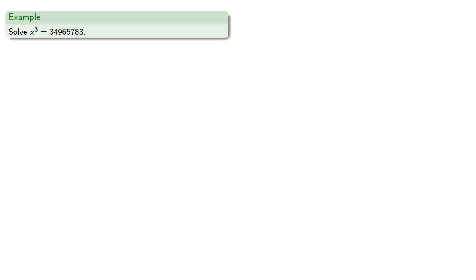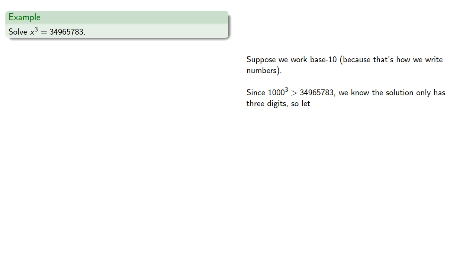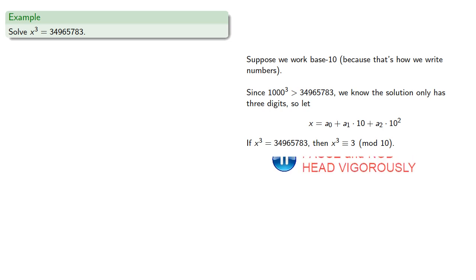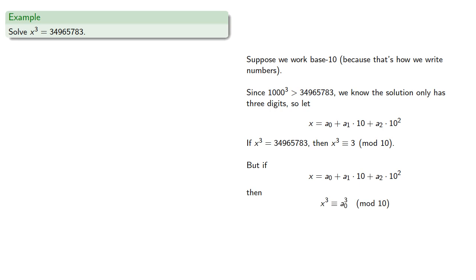For example, let's try to solve x cubed equals this horrible number. Suppose we work base 10 because, well, that's how we write numbers. We note that 1000 cubed is greater than the number, so we know the solution only has 3 digits. So let x be a0 plus a1 times 10 plus a2 times 10 squared. If x cubed equals the horrible number, then x cubed is congruent to 3 mod 10. But if x is a0 plus higher terms, then x cubed will be congruent to a0 cubed.